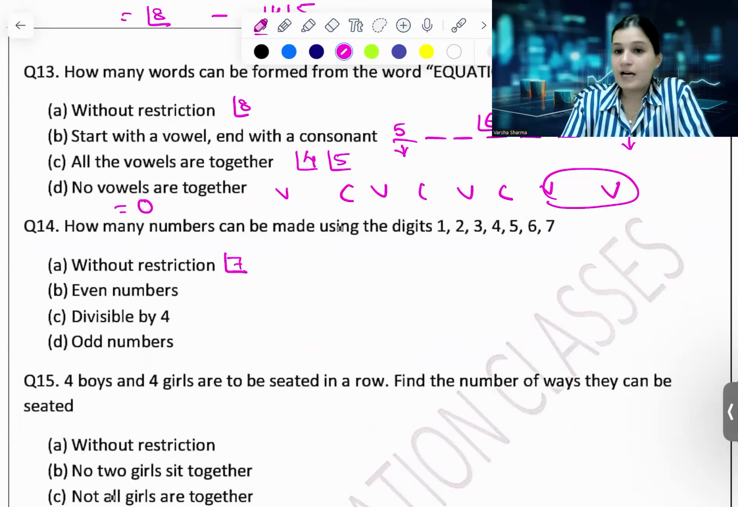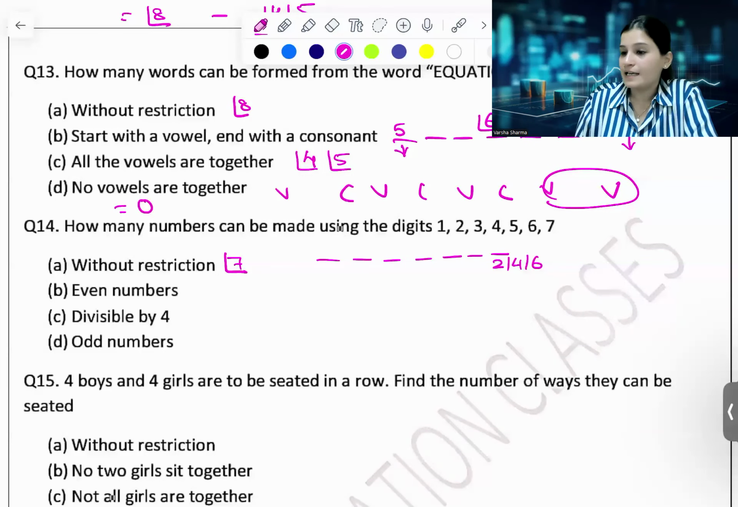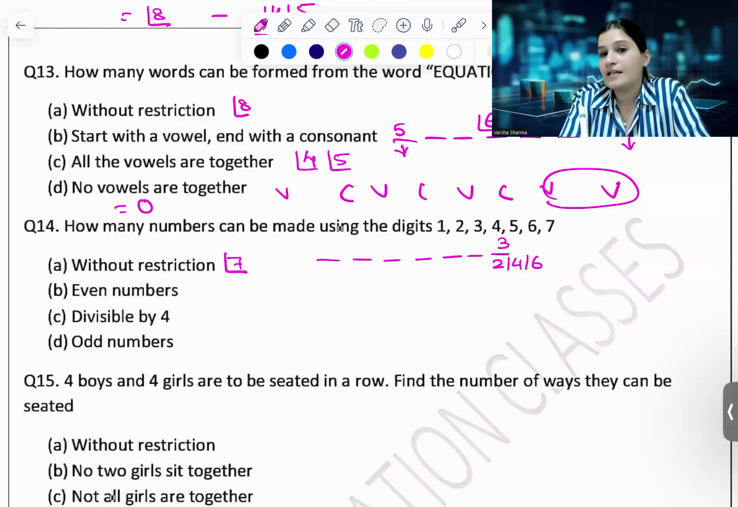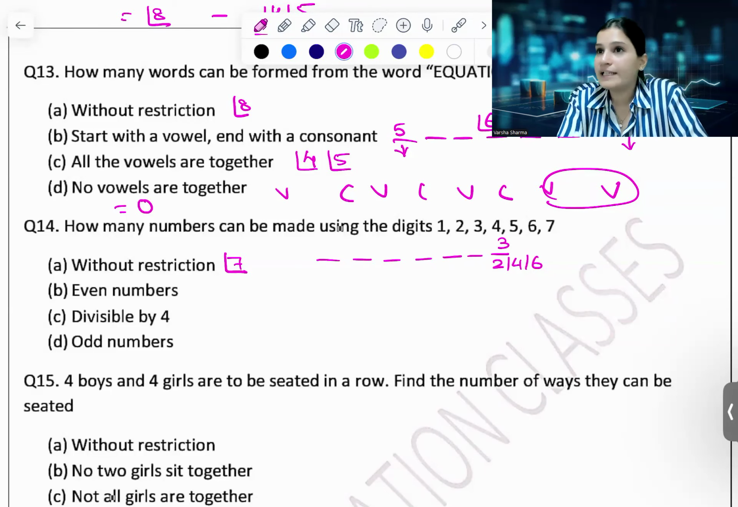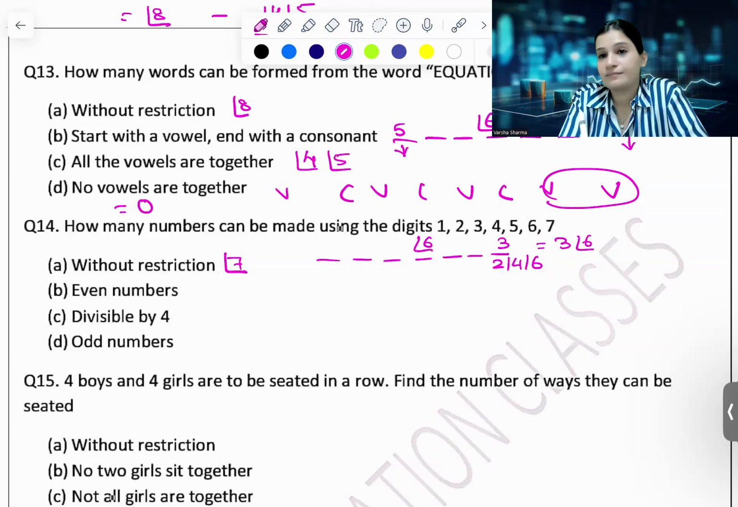Now I want an even number. So for my number to be even, the last digit has to be filled by an even number: 2, 4 or 6. So the last place can be filled in three ways. Now there are remaining six places. Those six places can be filled in any which way, and there is no zero involved. There is no restriction. So the six places can be filled in 6 factorial ways. So 3 into 6 factorial.